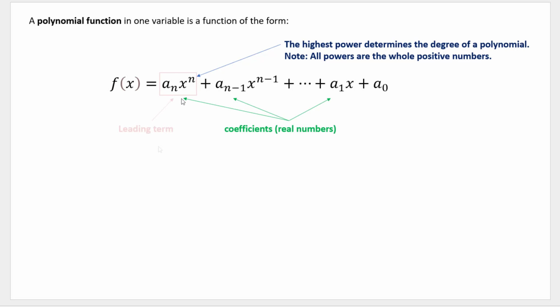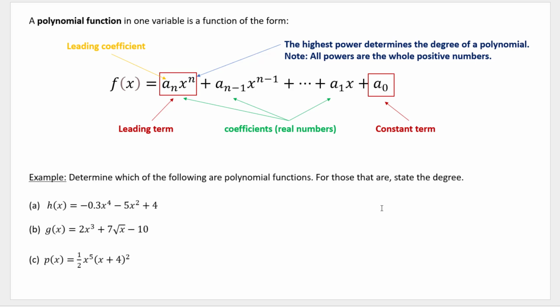polynomial function. The term containing the highest power of x is called the leading term, and as a result, the coefficient in that term is called the leading coefficient. Here it's a sub n. And the term that does not contain x is called a constant term, because it's just going to be a number here. Let's do the following example and practice recognizing a polynomial function.